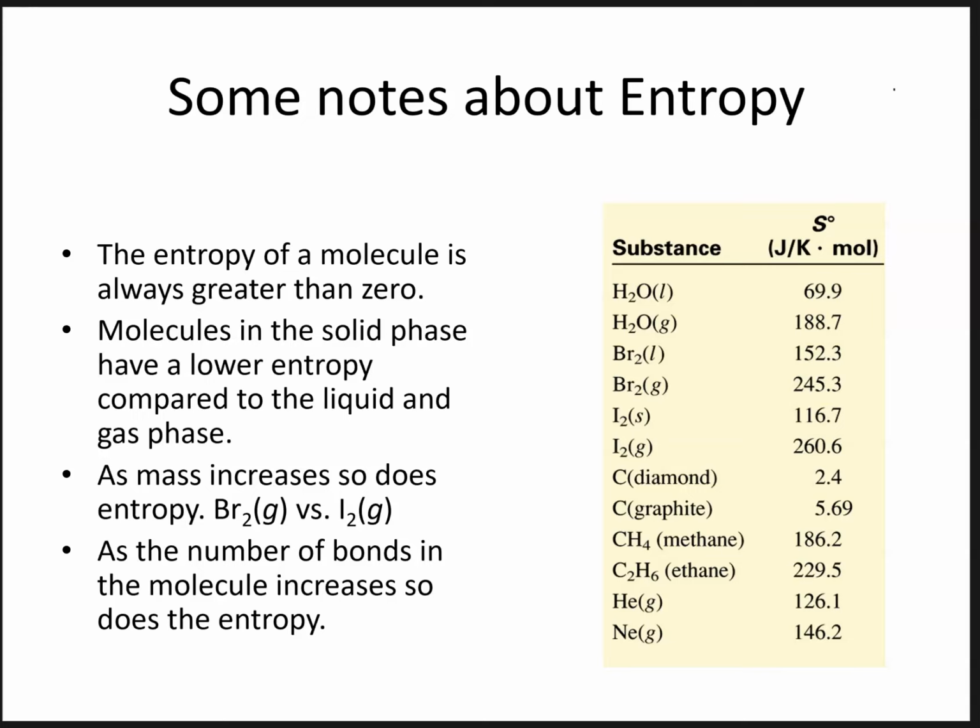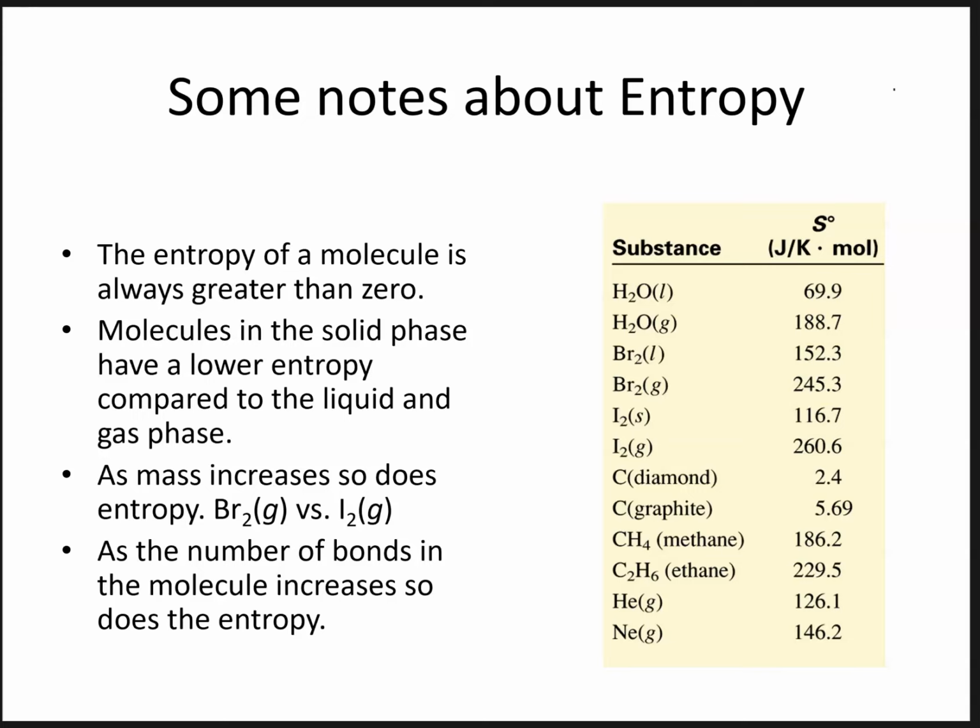Molecules in the solid phase have a lower entropy compared to that of the liquid or gas phase. As mass increases, so too does the entropy. Comparing bromine gas versus iodine gas, we can see that there is a difference in the entropy of those molecules. Another thing that causes entropy to increase is the number of bonds that the molecule has. You can see between methane, CH4, and ethane, C2H6, the entropy increases, one, because the mass goes up, and two, because the number of bonds has increased.